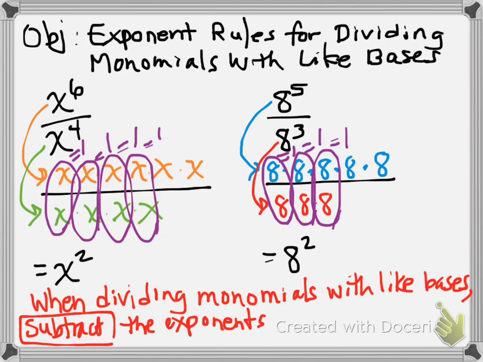And notice that when I did the 8 to the 5th divided by 8 cubed, I still had an 8 in my answer. A lot of kids will tell me, well, 8 divided by 8 is 1, 5 take away 3 is 2, and they get 1 to the 2nd power. Okay, the base cannot change, because then you completely change the meaning. So subtract the exponents, and the base remains the same.